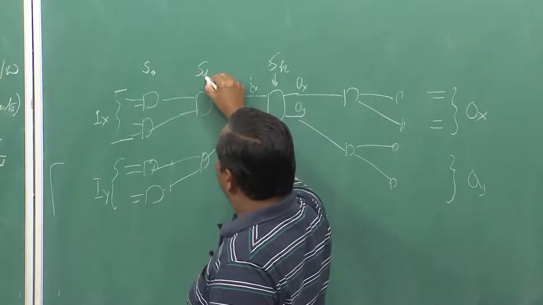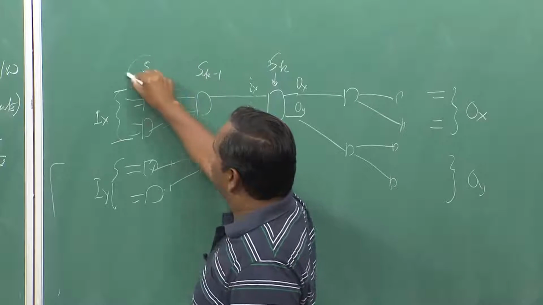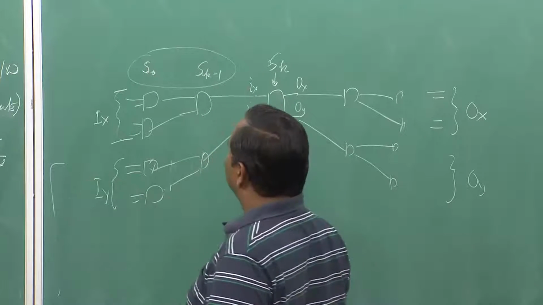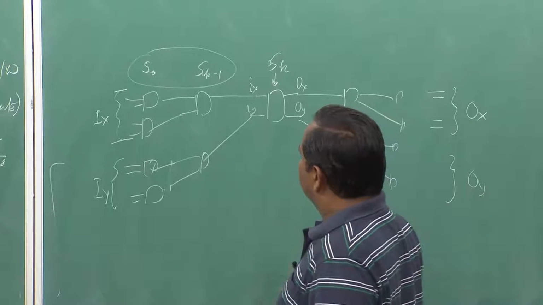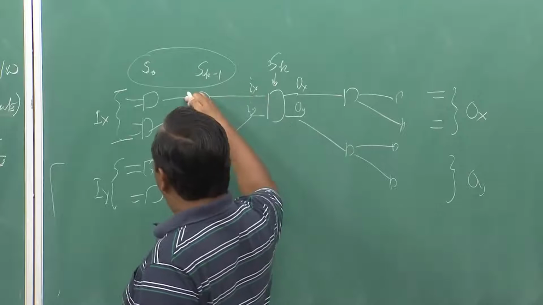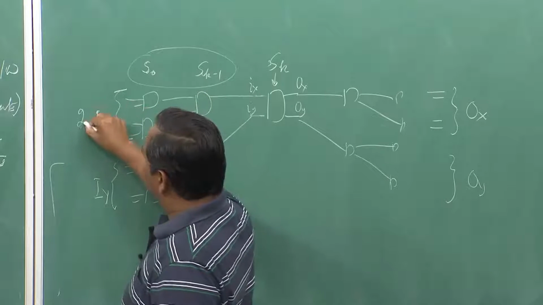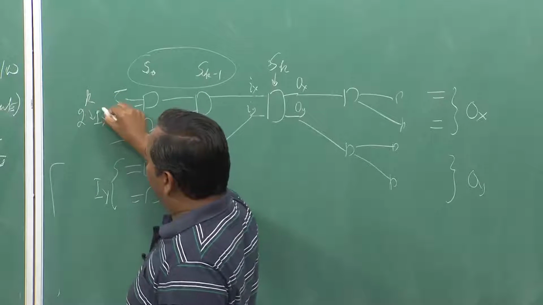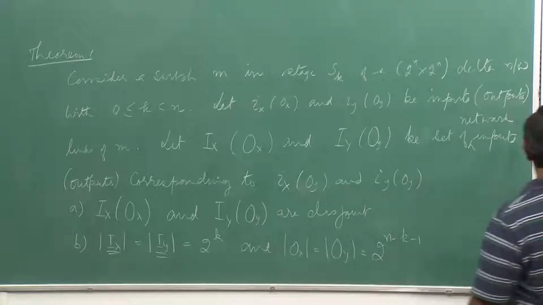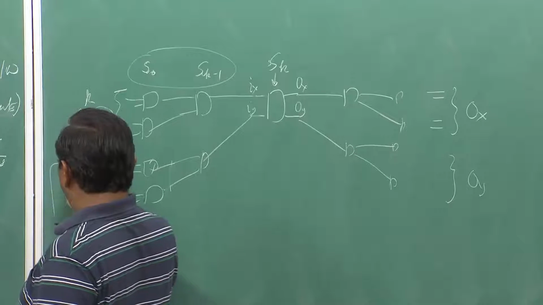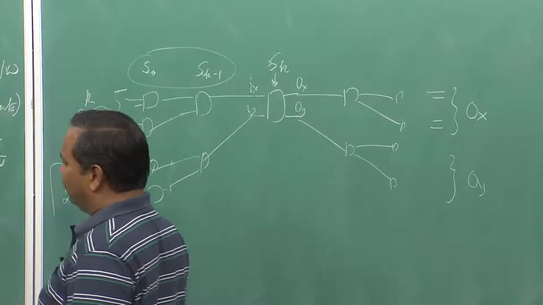So, there is Sk minus 1. So, the number of stages which are present here are k stages. So, this one input will fork out into 2 and ultimately 2 raised power k inputs here. So, cardinality of Ix has to be 2 raised power k. Using the same logic, cardinality of Iy also has to be 2 raised power k.